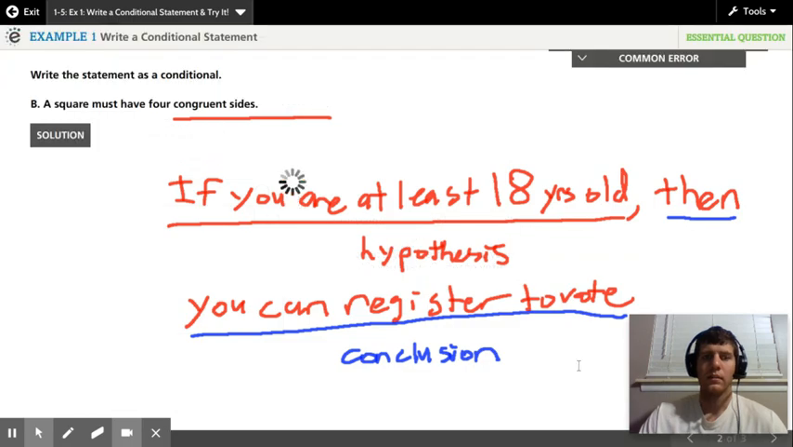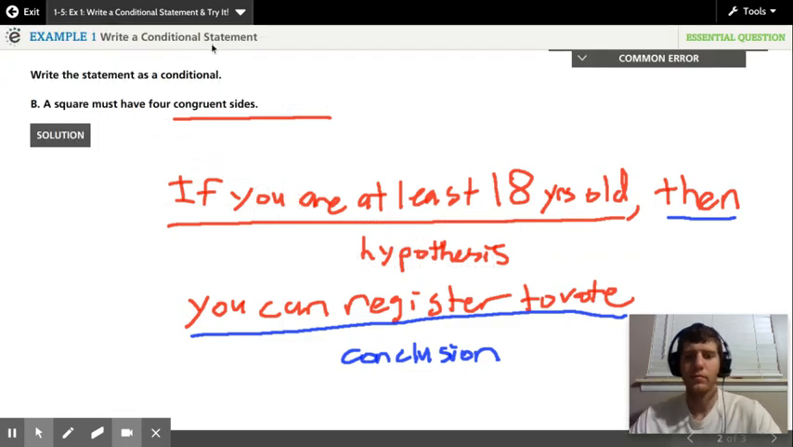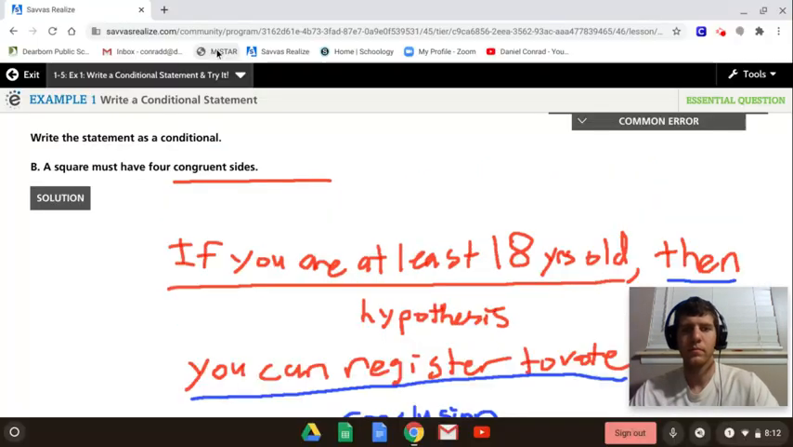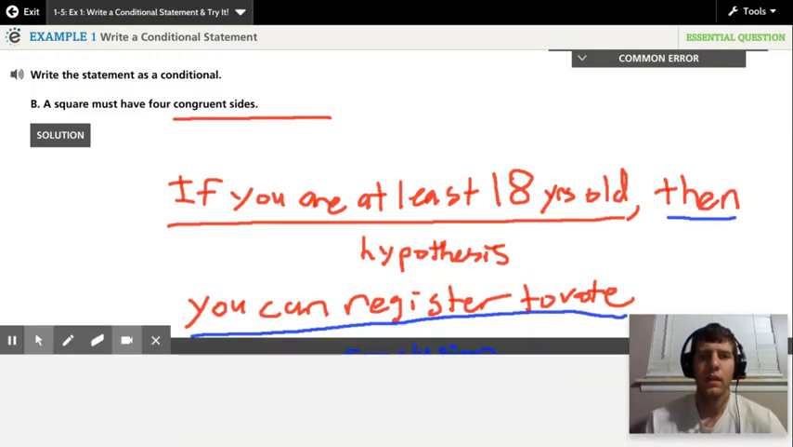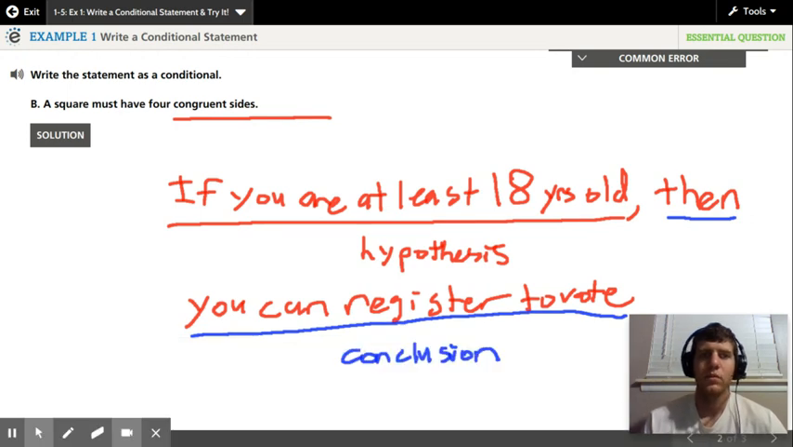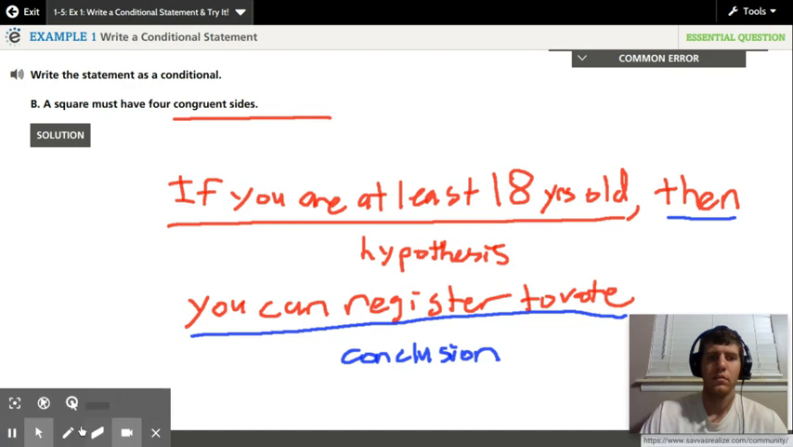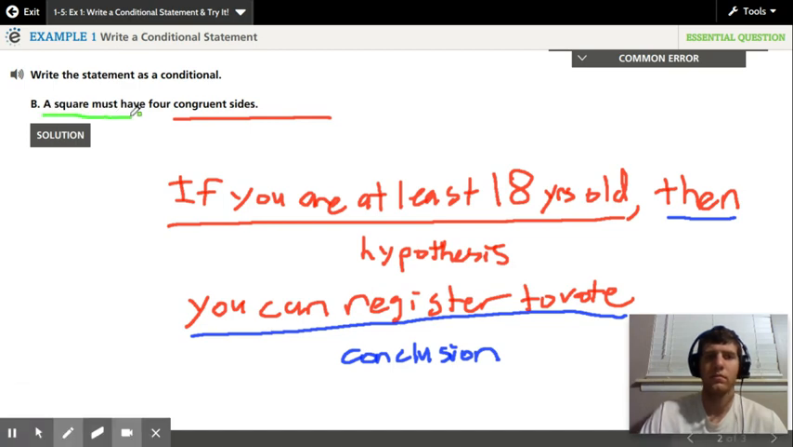Example number 2 here. A square must have 4 congruent sides. If we're going to write it as a conditional, we have to have a hypothesis. That's going to be the square. So let's use different colors here. So if it's a square, then it must have 4 congruent sides. That's going to be your conclusion.